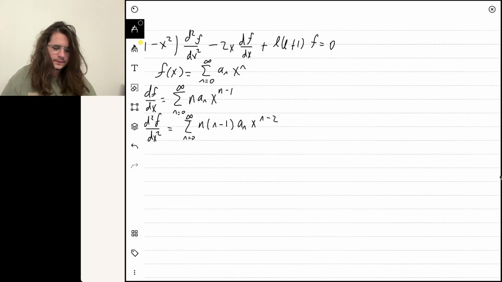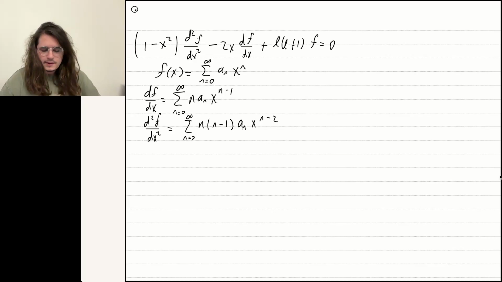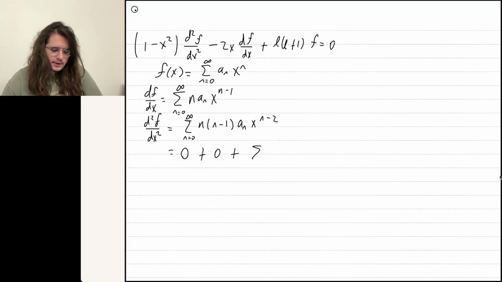What we're going to do is, first of all, notice that this sum here is 0 for the first couple values of n, because if you plug in n equals 0, you have a whole thing multiplied by 0. And then if you plug in n equals 1, you have the whole thing multiplied by n minus 1, so 1 minus 1 is 0, so another 0. But then you have every other term, so it's n equals 2 to infinity times n minus 1 a sub n x to the n minus 2.